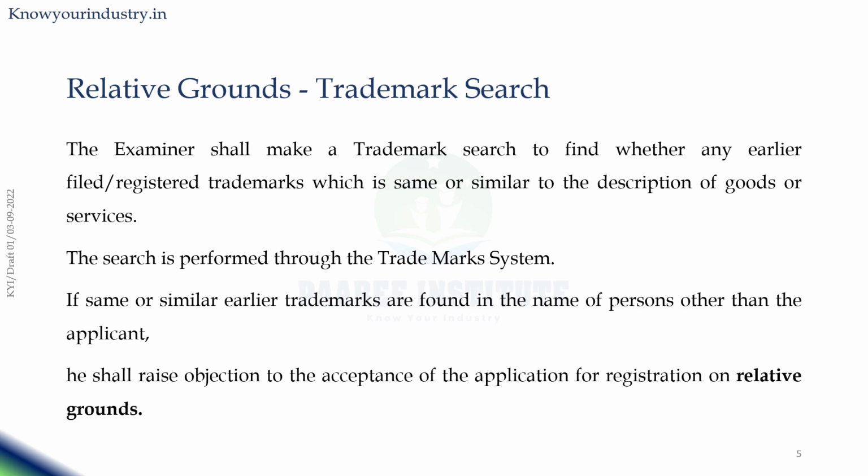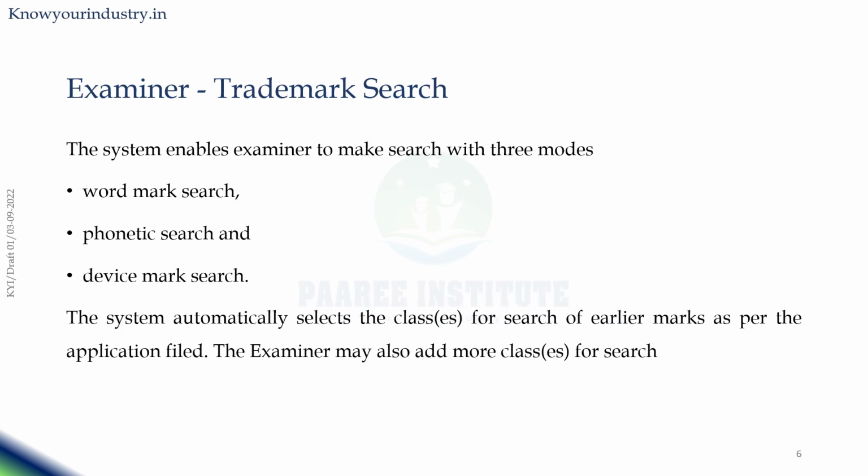The examiner will find out whether any earlier filed or any registered trademarks are the same or similar, with respect to the description of goods or services. If same or similar earlier trademarks are found in the name of persons other than the applicant, then the examiner shall raise an objection to the acceptance of the application for registration on relative grounds.